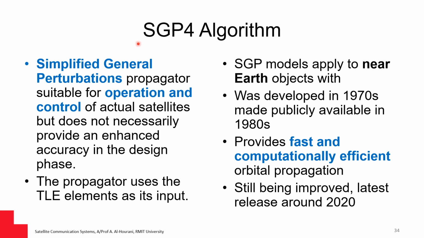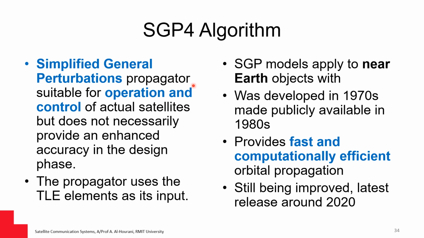Now, this algorithm is much more accurate than the Keplerian motion or the two-body motion because it takes many aspects into consideration. For example, it takes the non-uniform gravitational field of Earth. Now, this is not a new algorithm. It was developed in the 1970s, and it was secret, but then it was made public in the 1980s, and there were also new improvements even recently in 2020.